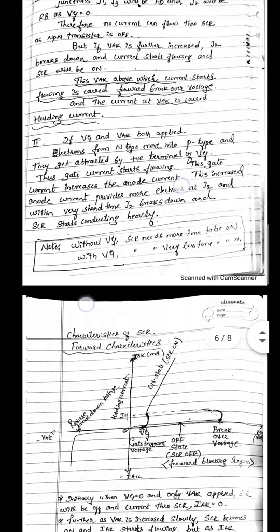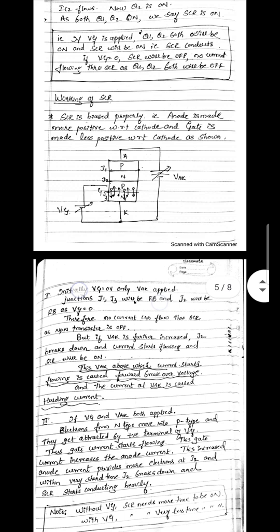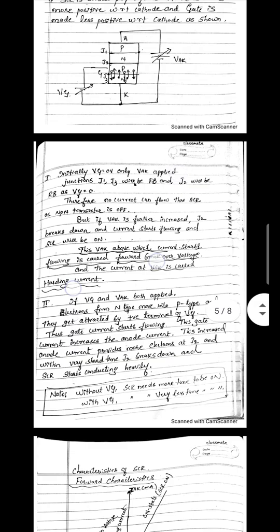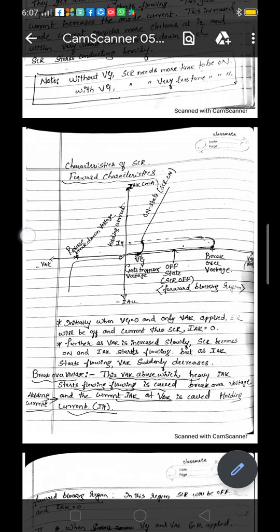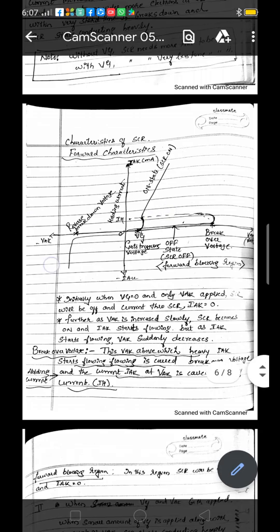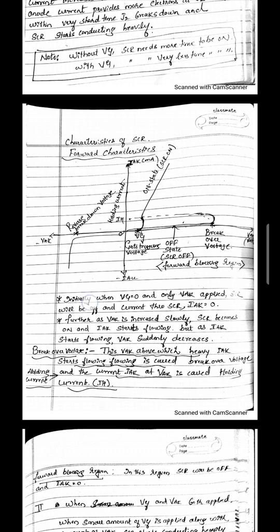This is the working of SCR what we have seen. With this, we should remember what happens to the SCR when VG is present and when VG is not present. Remembering this, we can go for the explanation of the characteristics of SCR. Here, the forward characteristics and reverse characteristics of SCR we should draw. First, we go for the forward characteristics. Forward characteristics means the SCR will be forward biased.